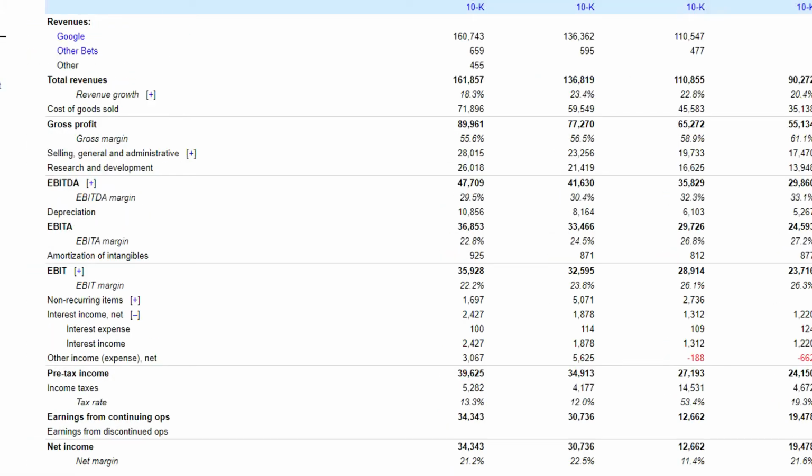Next, we want to go to the annual income statement. If you don't know how to read one of these, lucky for you, I put together a video on one, so I'll leave a link in the description below. Check it out if you don't know how to read an income statement. It'll give you some things to understand before investing in a company.